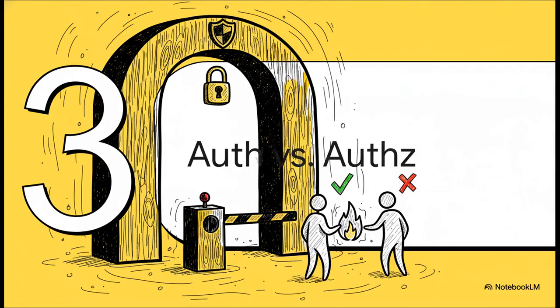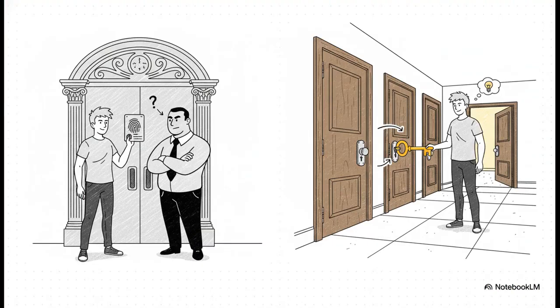Okay, so our request made it. It's knocking on the backend's front door. But it can't just waltz right in. Oh no. It's got to get past security first. And this security checkpoint has two really important steps that, honestly, people mix up all the time: authentication and authorization.